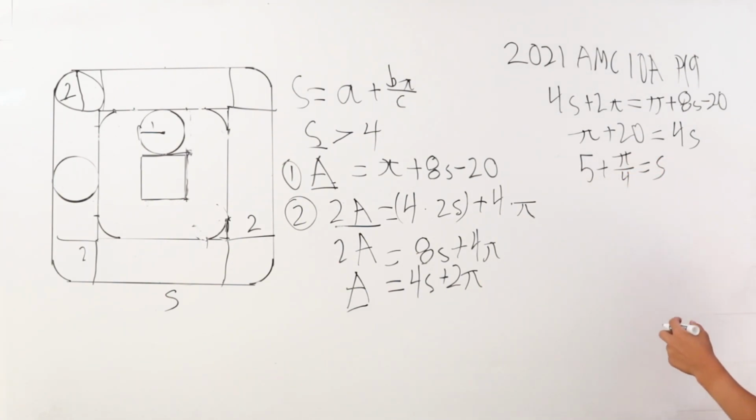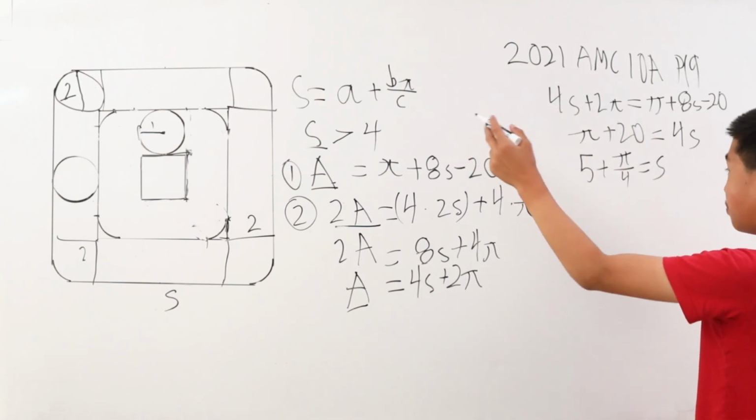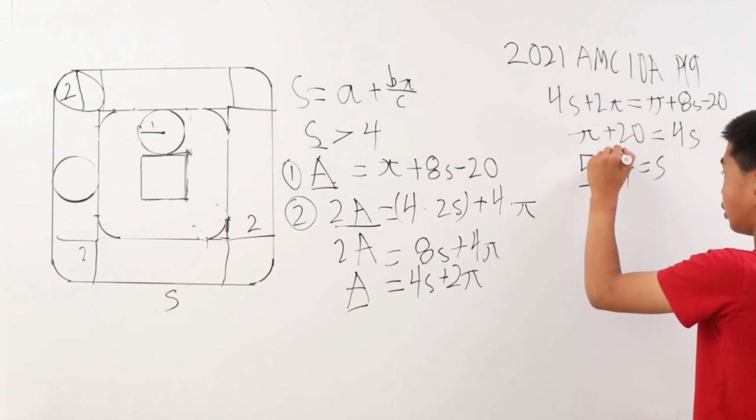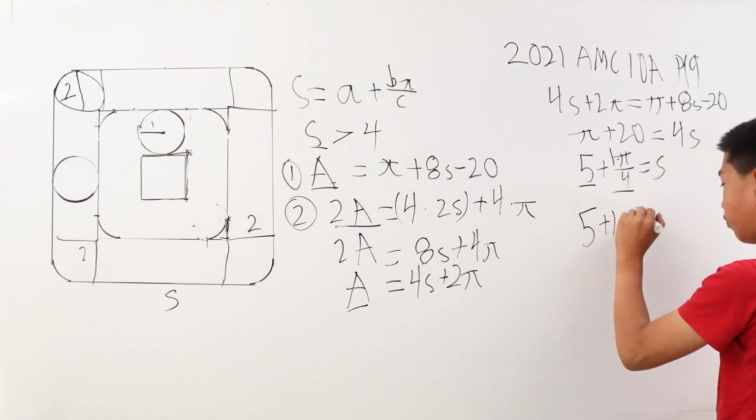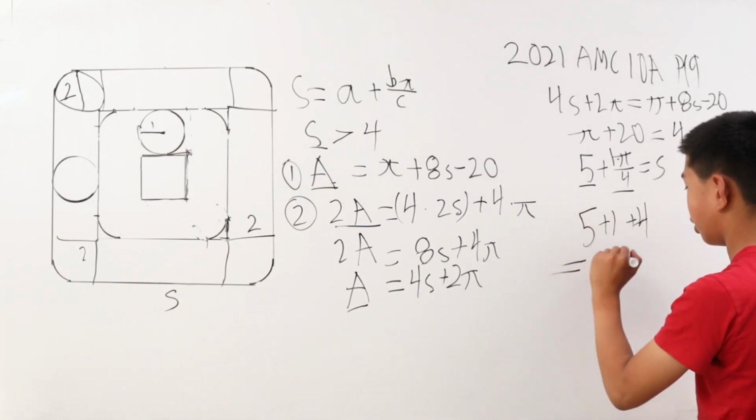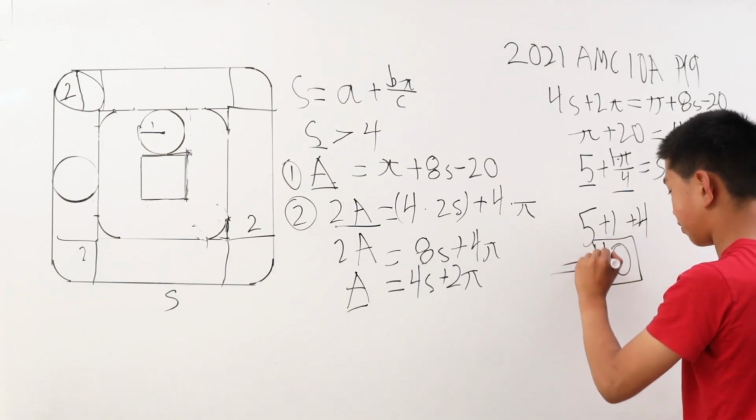Now, we know what the values of A, B, and C are. This is 5, this is 1 times pi, and this is 4. So 5 plus 1 plus 4 will give us our answer of 10. So we have done this problem.